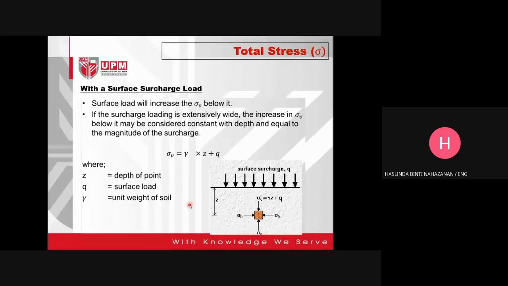So what if we have a surcharge load? For instance, the load that comes from a building, from a road, maybe a tank, anything that imposes a load on the ground surface. You have to consider that as well. So we have a surcharge, which is Q. If you are talking about total stress at depth Z, it is surcharge Q plus gamma Z.